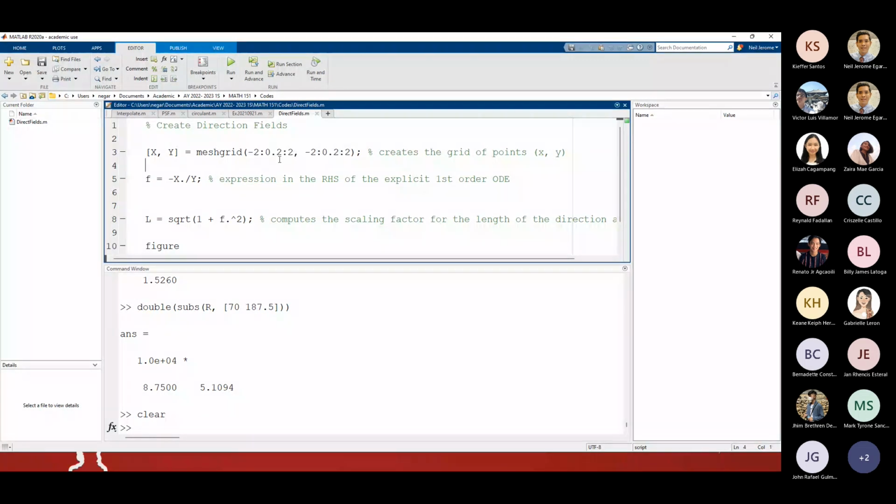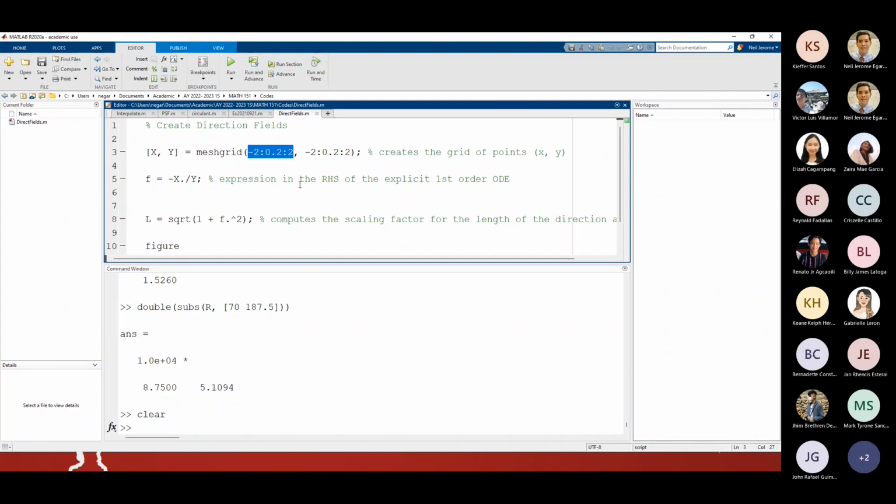Kung gusto nyong mas dense yung pagkaka-drawing ng direction fields, pwede nyong paliitin etong increment na to. Right? So yung middle number in this sequence na separated by colons, sila yung nagsasabi kung gaano kalaki yung jump from one x value to another. So this highlighted part of the code tells me that I will create a mesh of points or a collection of points on the x-axis starting from negative 2 of increment 0.2 hanggang makarating ako kay 2.